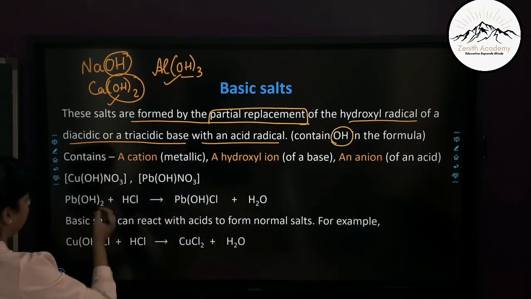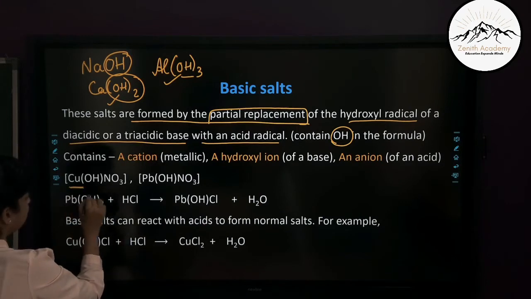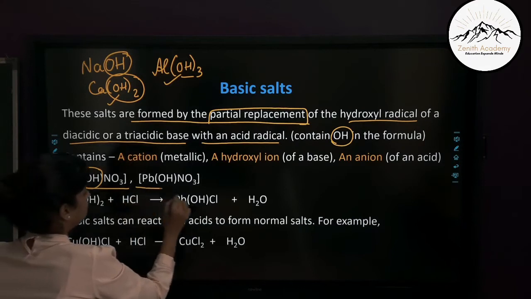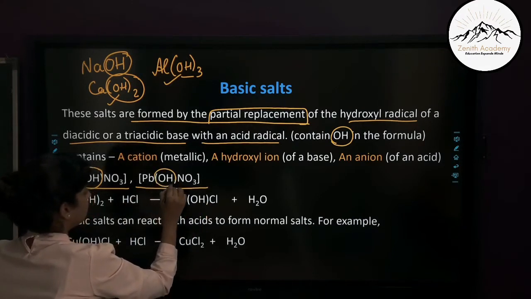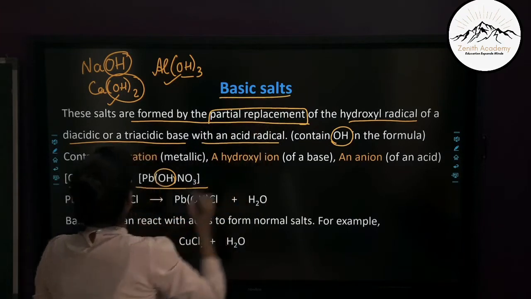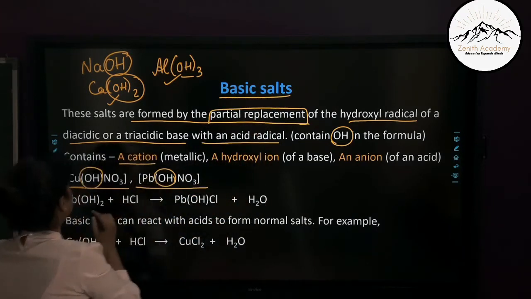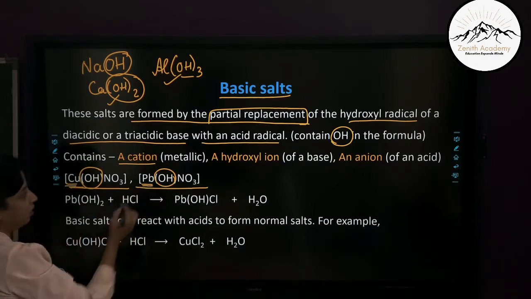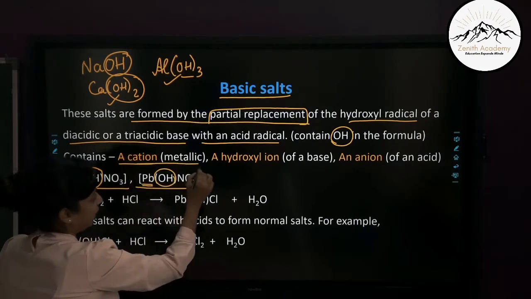You can see here, there is one OH in the formula. In this also there is one OH in the formula. So whenever you see an OH in the formula, it means it is a basic salt. So it contains a cation. So this is the cation, copper. Here lead is a cation. So it contains a metallic part.